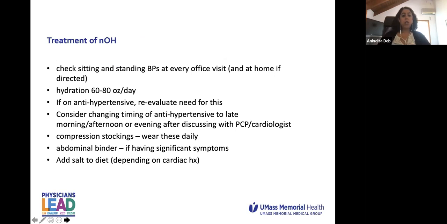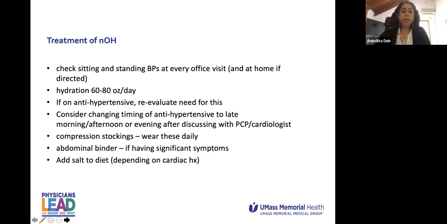So how do we treat NOH? I had mentioned that checking sitting and standing blood pressures at every office visit, and at home if directed, can be very informative. And so this is something, again, that your neurologist may ask you to do. Also, hydration.